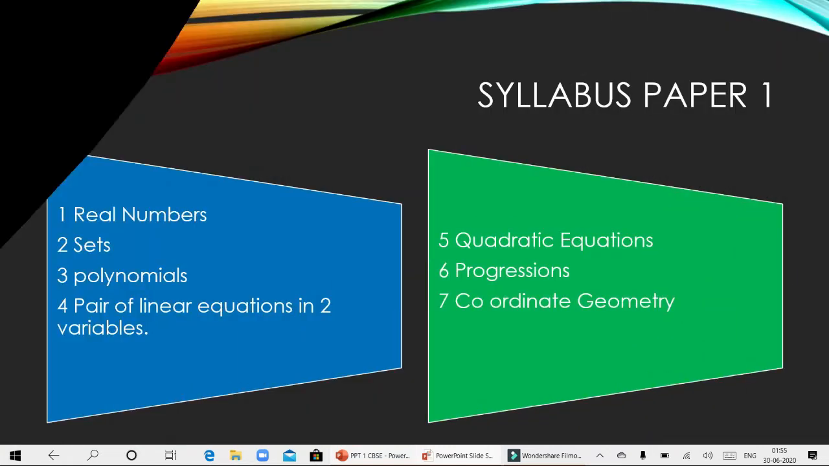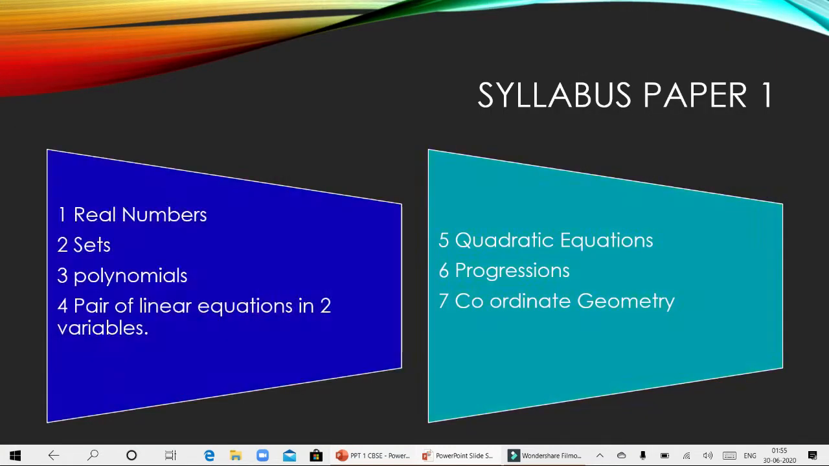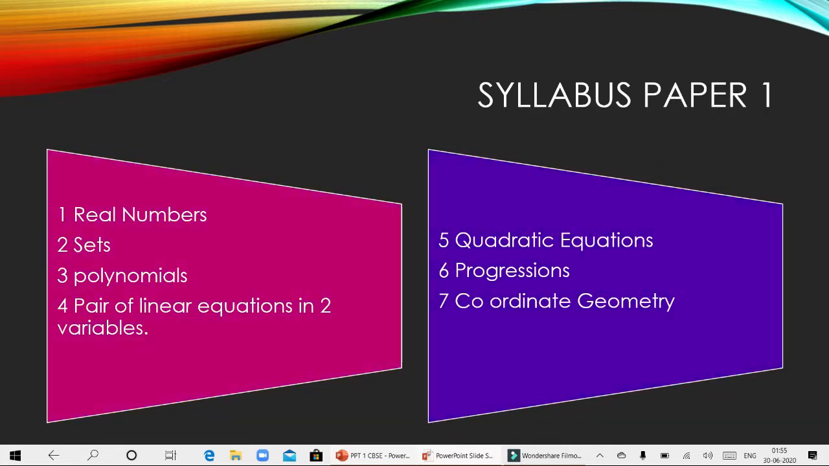of our syllabus. Okay, paper 1, we have real numbers, sets, polynomials, pair of linear equations in two variables, quadratic equation, progression, coordinate geometry. These are the topics of paper 1. Okay, these are the basic topics. I think you might have the base of it you've already learned in your initial classes. Now you'll be proceeding further with more advanced problems.